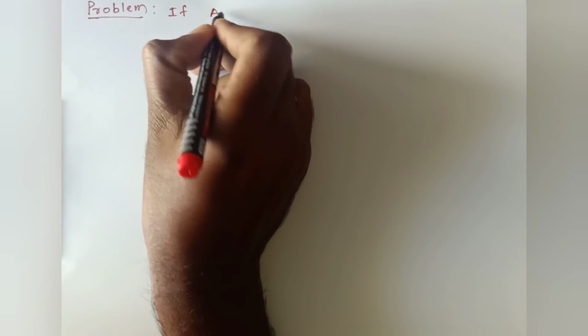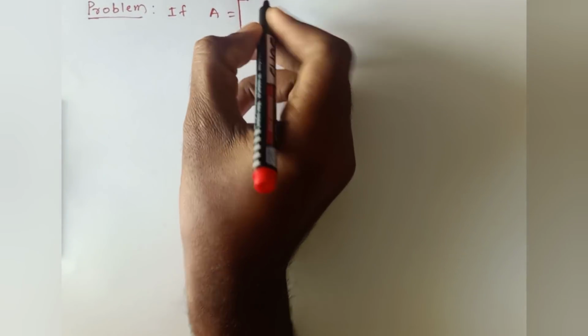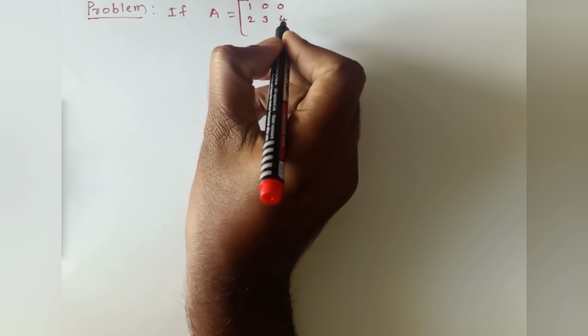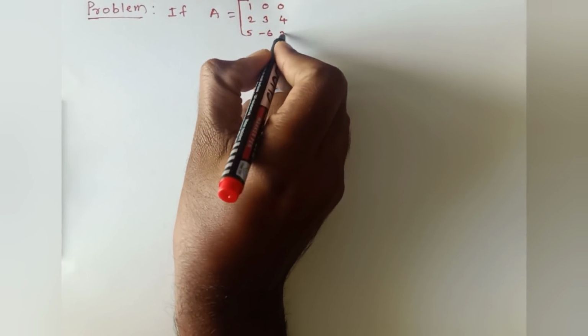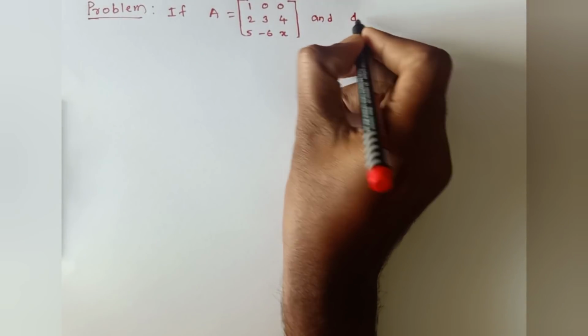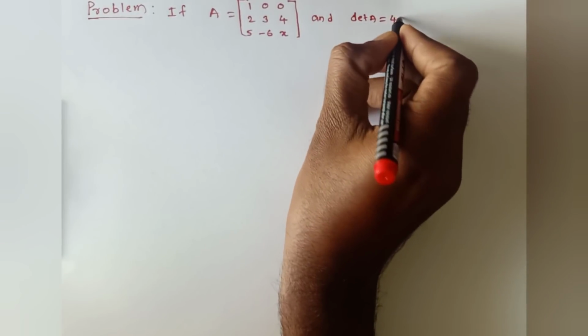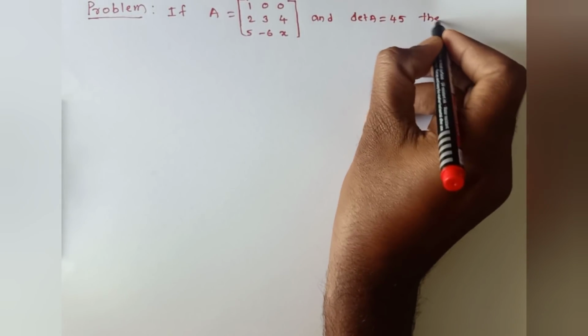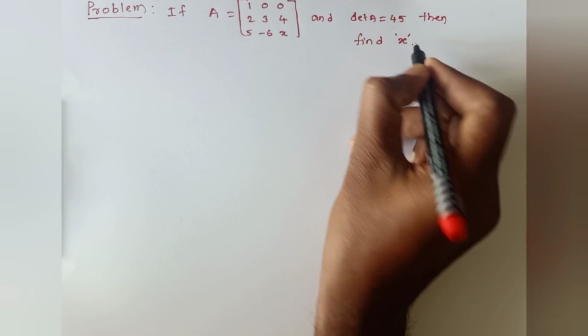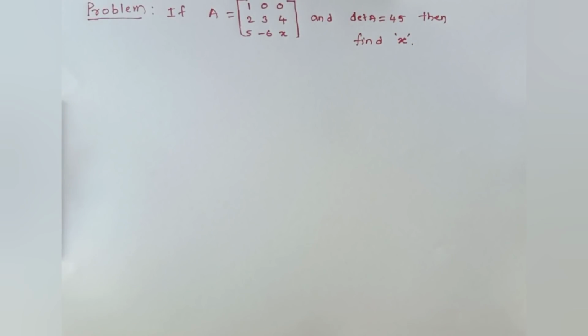Let's see one problem. If the matrix A with the entries 1 0 0, 2 3 4, 5 minus 6 and x, and also given determinant of A is 45, then find the value of x. Yeah, so we need to find the value of x.